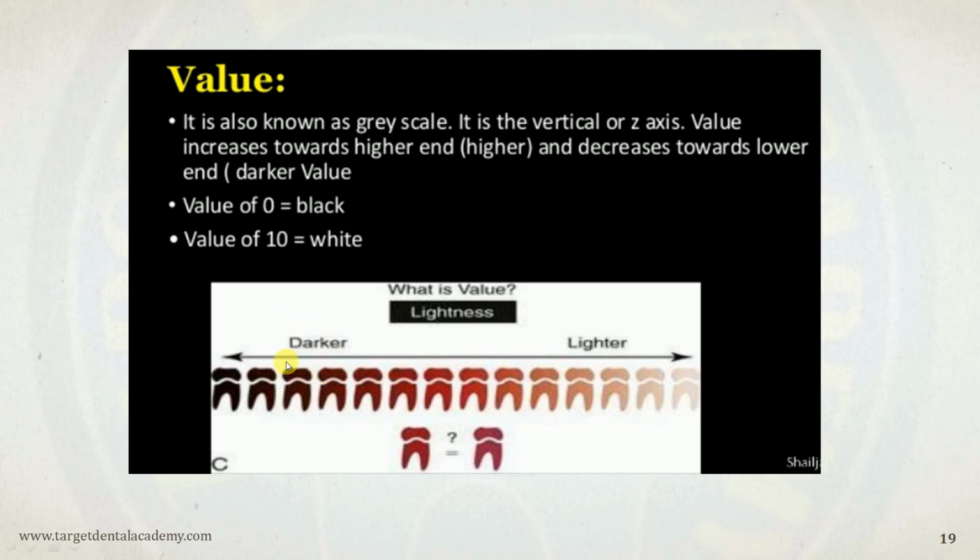When you mix black color in your red color, you get the darker shade. So in this, the value of black is considered as 0, and the value of white is considered as 10. So basically white and black color is added to your color, and it gives your lighter color, it gives your darker color. Darker ones, the value is 0, the lighter one, the value is 10.